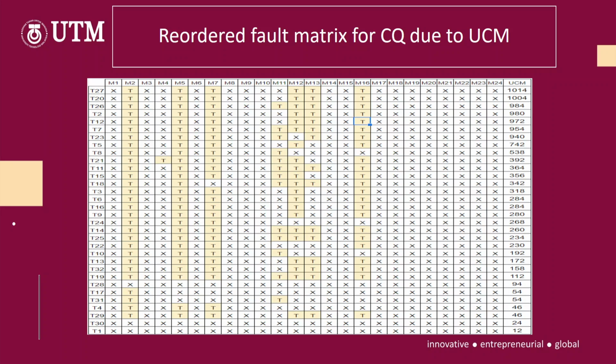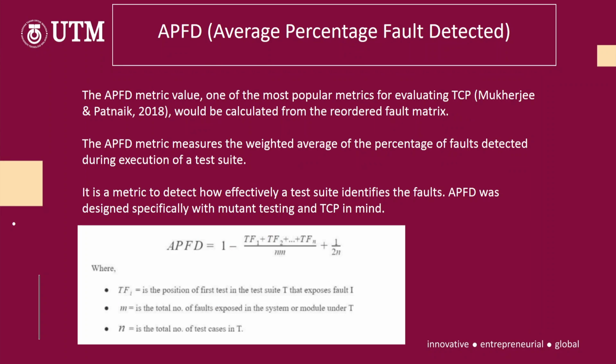So in this experiment, we can see that test case 27 has been ranked the first. However, test case 1 has the lowest complexity value, so it has been ranked the last. The APFD is one of the most popular metrics for evaluating TCP. The formula of TCP APFD has been given here. It identifies how effectively a test suite identifies faults.